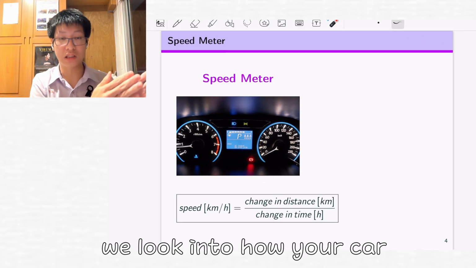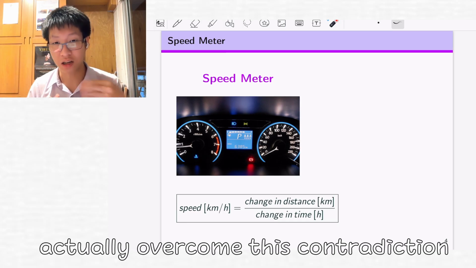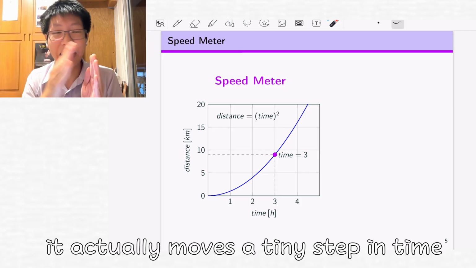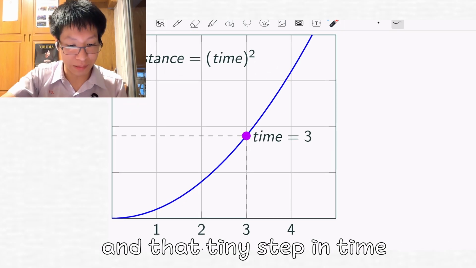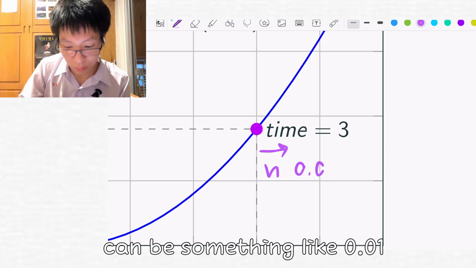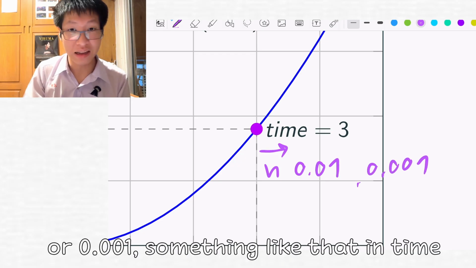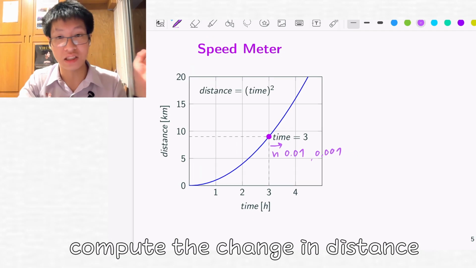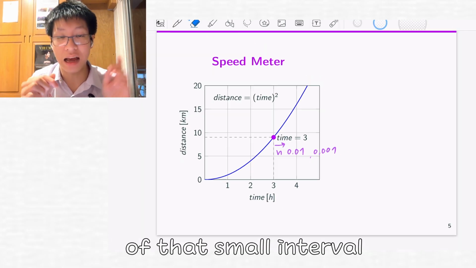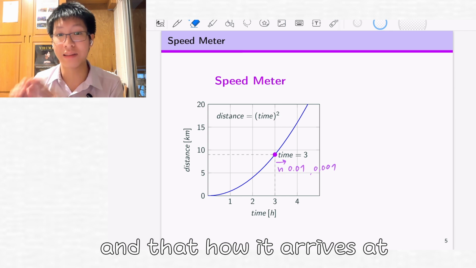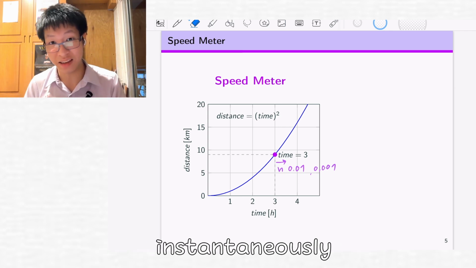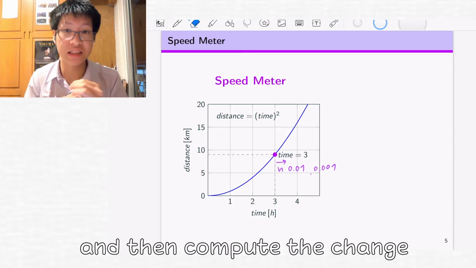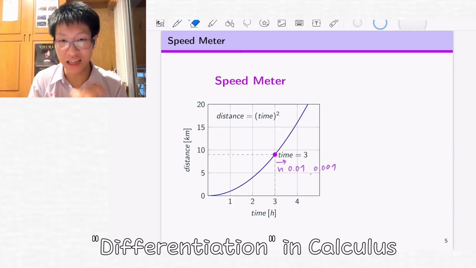And so we looked into how your car actually overcomes this contradiction. What your car does is it moves a tiny step in time, and that tiny step in time can be something like 0.01 or 0.001, a very small interval, and it computes the change in distance over the change in time of that small interval, and that's how it arrives at the speed that looks like instantaneous. The way that we just move a very small amount and then compute the change, that is the fundamental idea of differentiation in calculus.